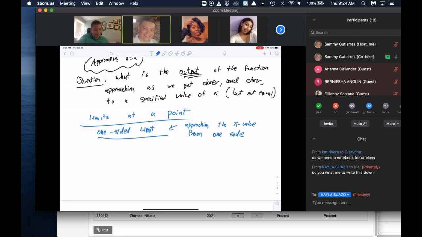Okay. Now, there are two sides, right? So we can approach this from the left hand side, the left hand limit, or we can approach this from the right hand side, the right hand limit.